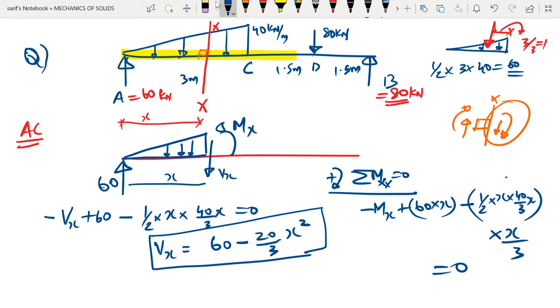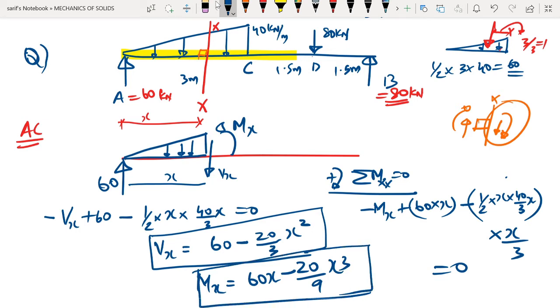If we simplify this expression, we will be getting Mx is equal to 60x minus 20 by 9 into x cube. So this will be the expression for the bending moment. Here what we have to understand is the choice of the origin is the point A. A is chosen as the origin. Hope this idea is clear to you.